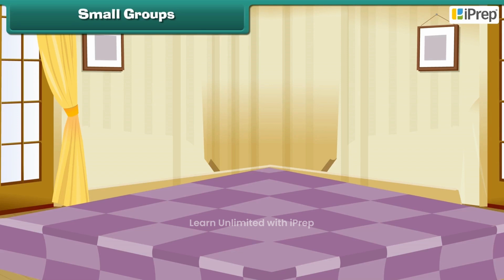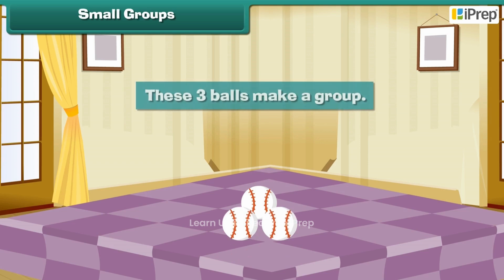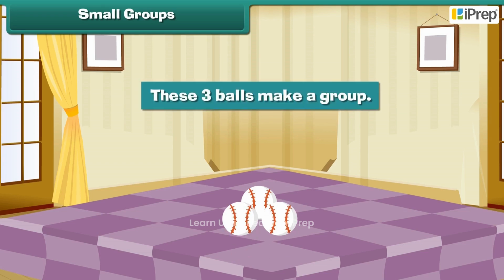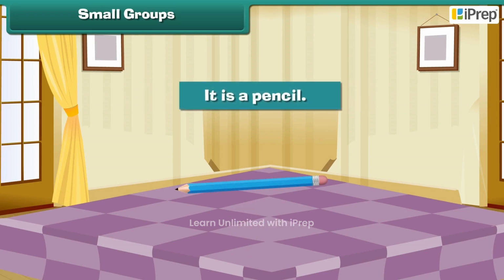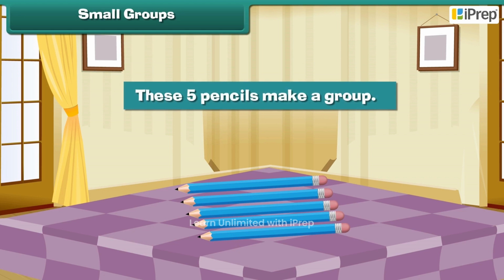Small groups. Here is a ball. Here are 3 balls. These 3 balls make a group. It is a pencil. There are 5 pencils. These 5 pencils make a group.